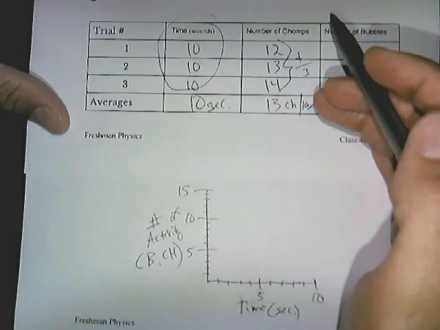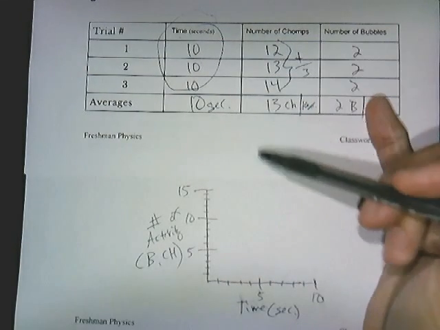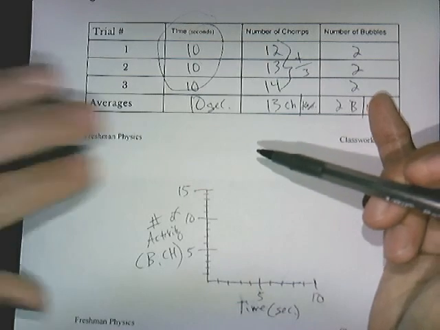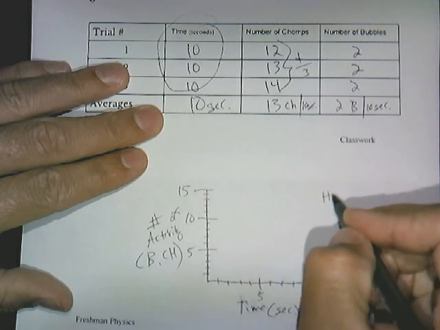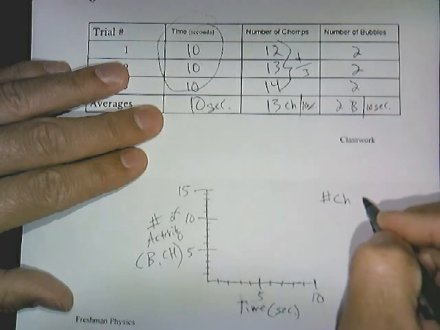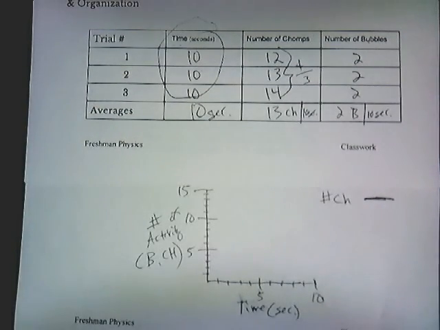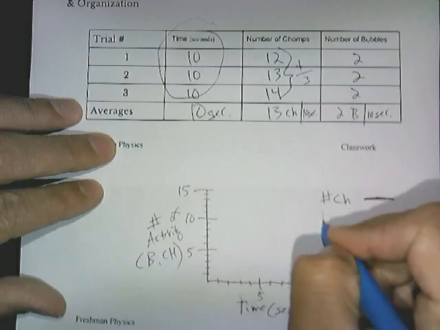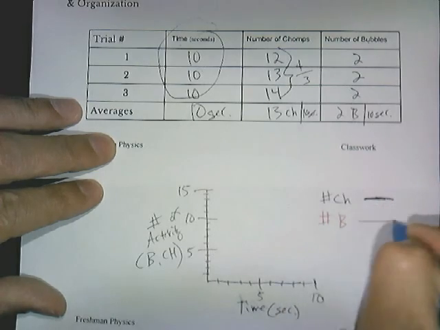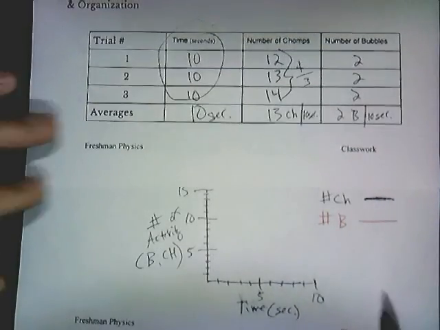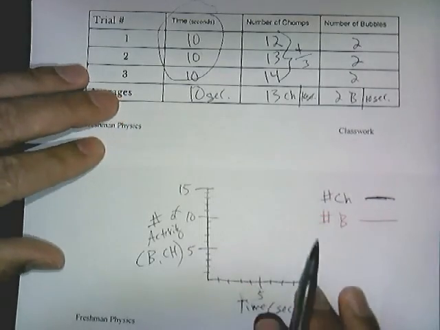Now notice for my number of chomps, I'll do in one color. So I'm going to create a code. So number of chomps are going to be in black. And my number of bubbles, right? Number of bubbles are going to be in red. So now I just graph it. I find my XY points here.